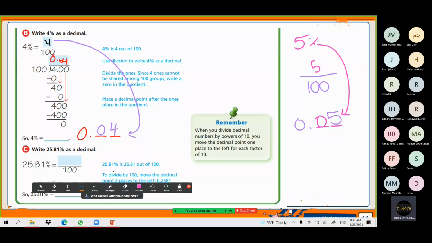Yes, Jana, what is your question? My question is, why do we start writing from the right, not from the left? No, this is my way, just start from the right, or you can divide. Okay.